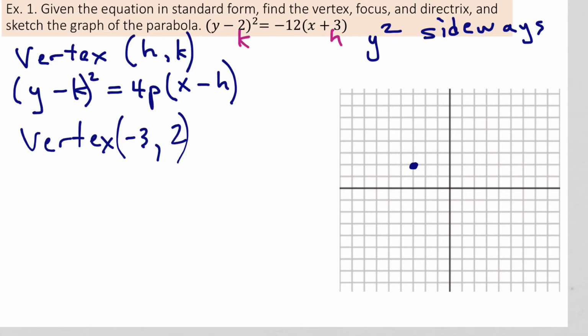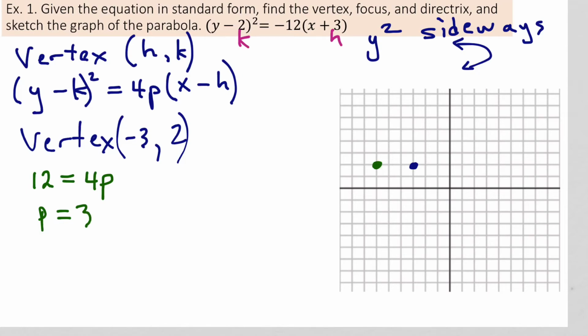So I put my vertex on the graph, and this is a sideways parabola. Now let's see which way it would point. To know that, you've got to look at whether you have a negative. I have a negative here, so this is a sideways parabola that's going to point in this direction. That means my focus is going to be to the left of my vertex. Now let's find our focal distance P. This number 12 is going to be that 4P, so P must be 12 divided by 4, which is 3.